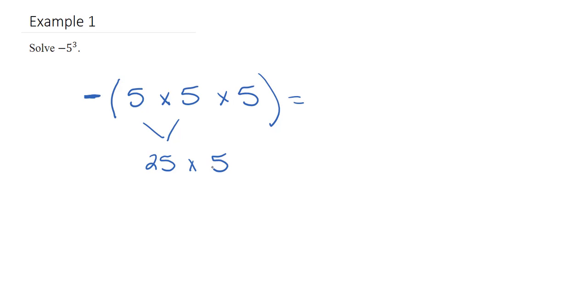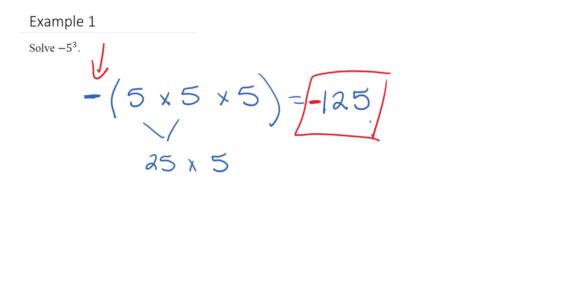Well, if you think about it, if you have quarters, and then you have 5 quarters, that means you have $1.25. Or in this case, because there's no decimals, it's just 25 times 5, it's 125. Another way to think about it is 25 times 4 is 100, plus another 25 would be 125. But the thing is, we have this negative sign, so we need to go ahead and add it. So our answer then is -125.